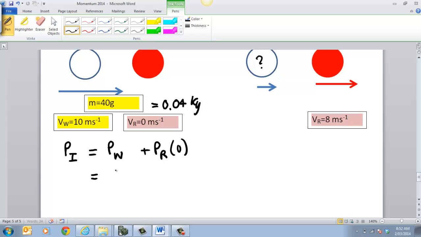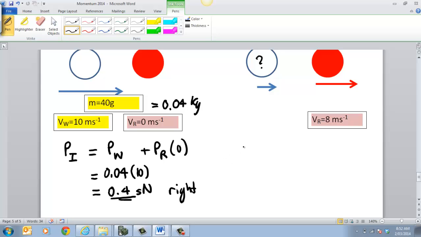So therefore my momentum here is going to be 0.04 times my velocity, which is 10 meters per second. So that means my initial momentum is going to be 0.4 kg m/s, or newton seconds. Okay, and it's to the right. Now remember, this is a vector quantity, so I should give a direction, and I didn't do that with the previous examples, which is wrong. I should have done that.